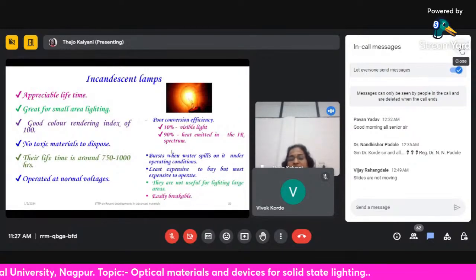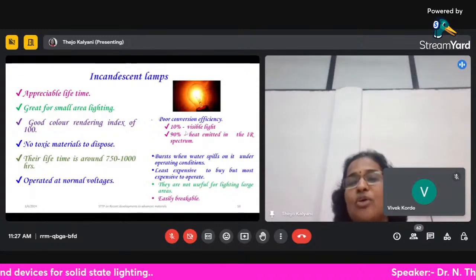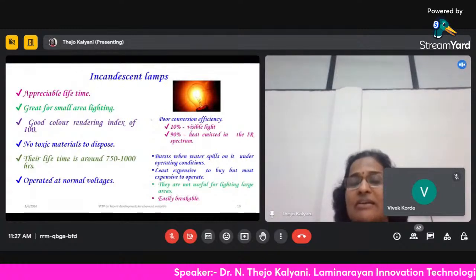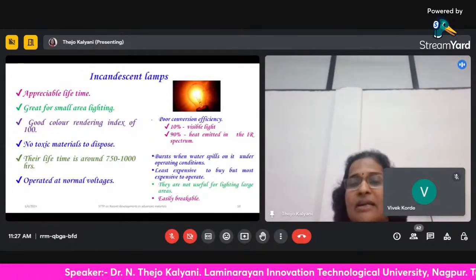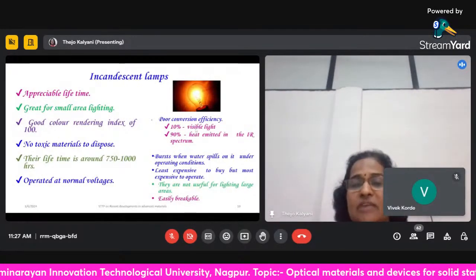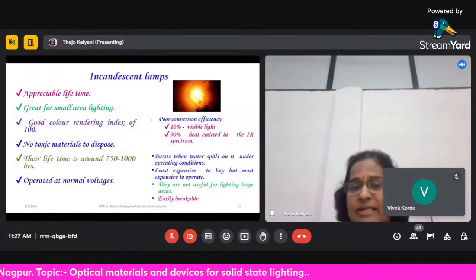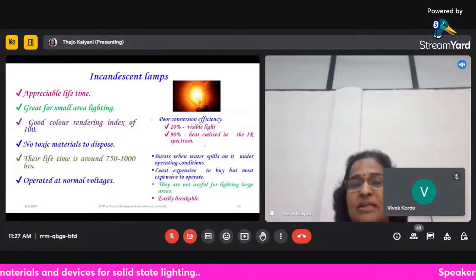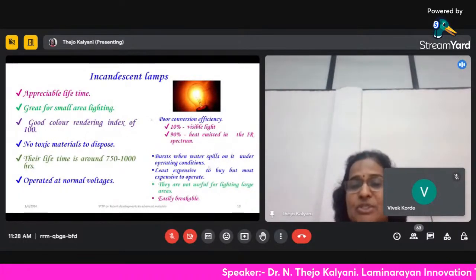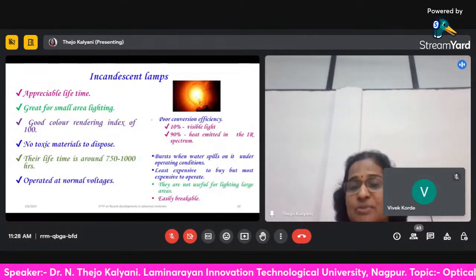The main problem of these lights is that the conversion efficiency is low, only 10%. So we are providing some electrical energy and we are getting light energy. Whatever electricity is provided, say it's 100%, only 10% of that energy is converted into visible light, and the remaining 90% is wasted in the form of heat. So even if water spills on that incandescent lamp by mistake, it's going to burst. And though it is least expensive to buy, the bill is going to be high, and hence we can say that it's most expensive to operate.